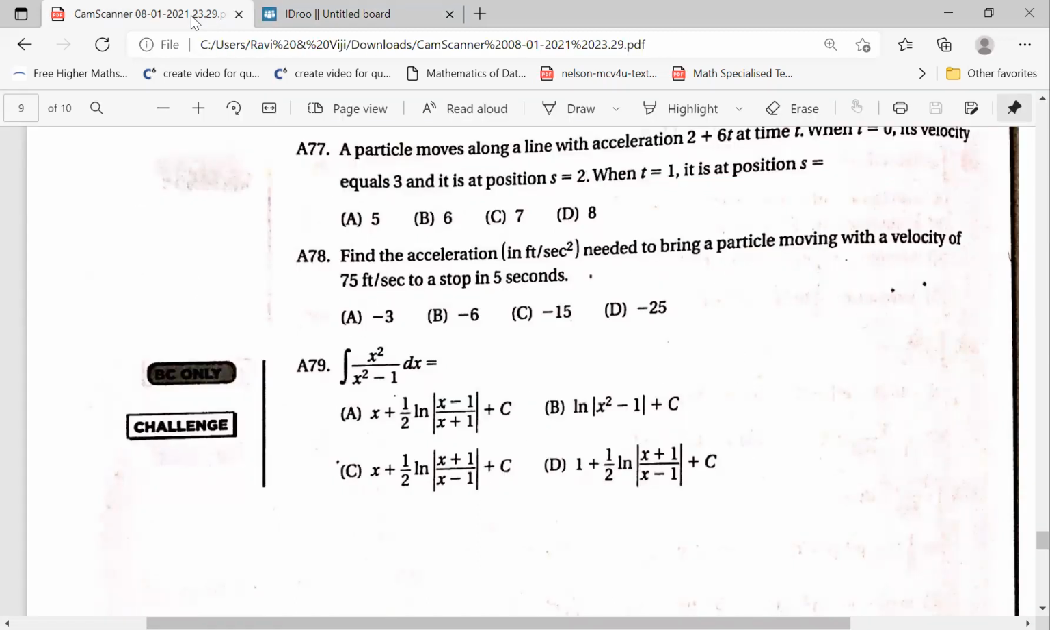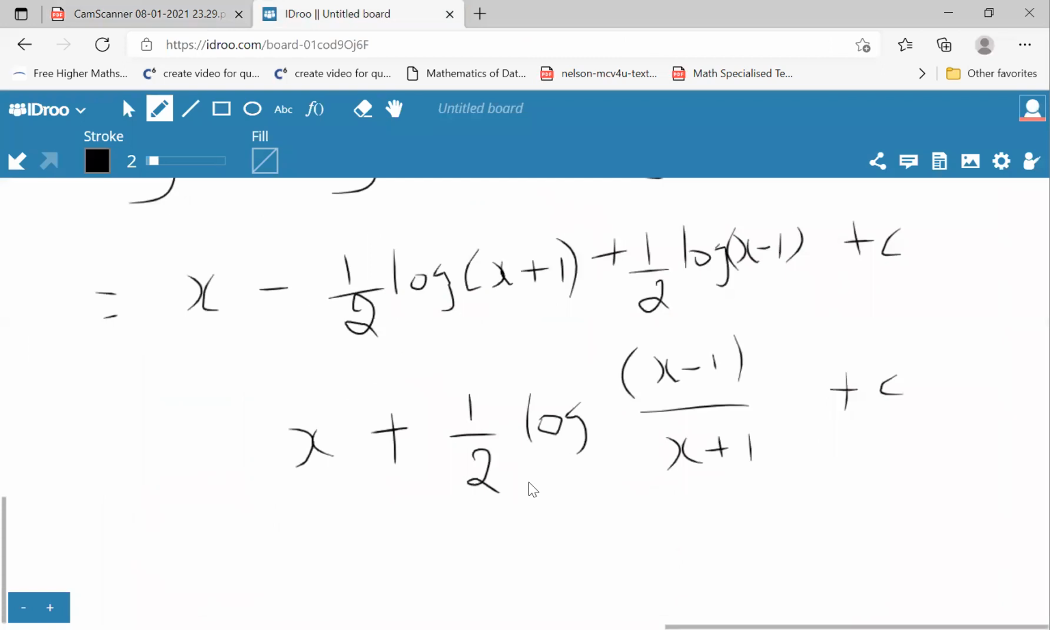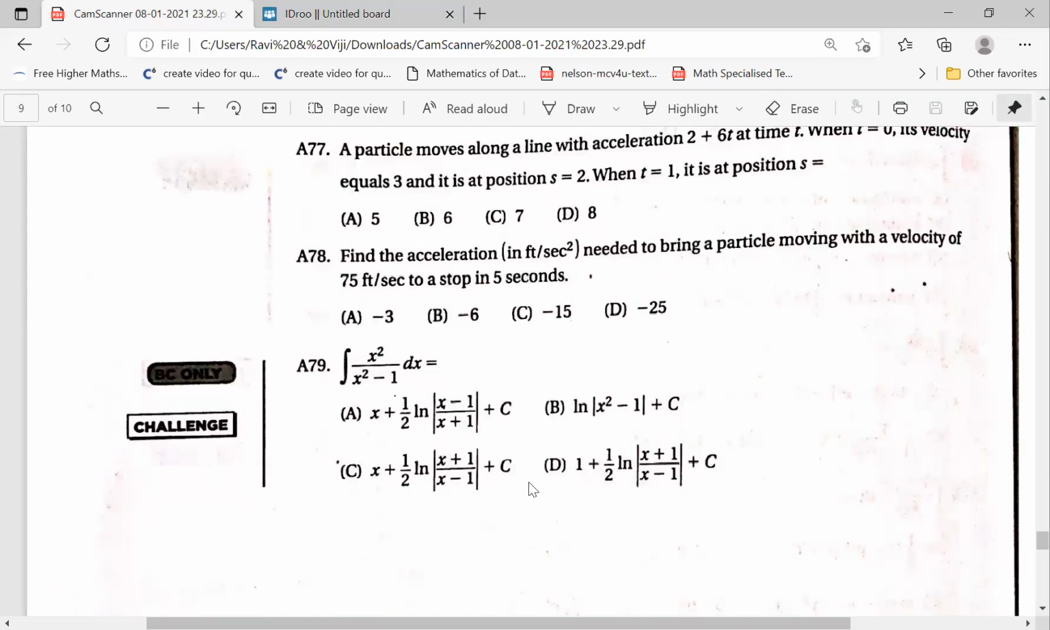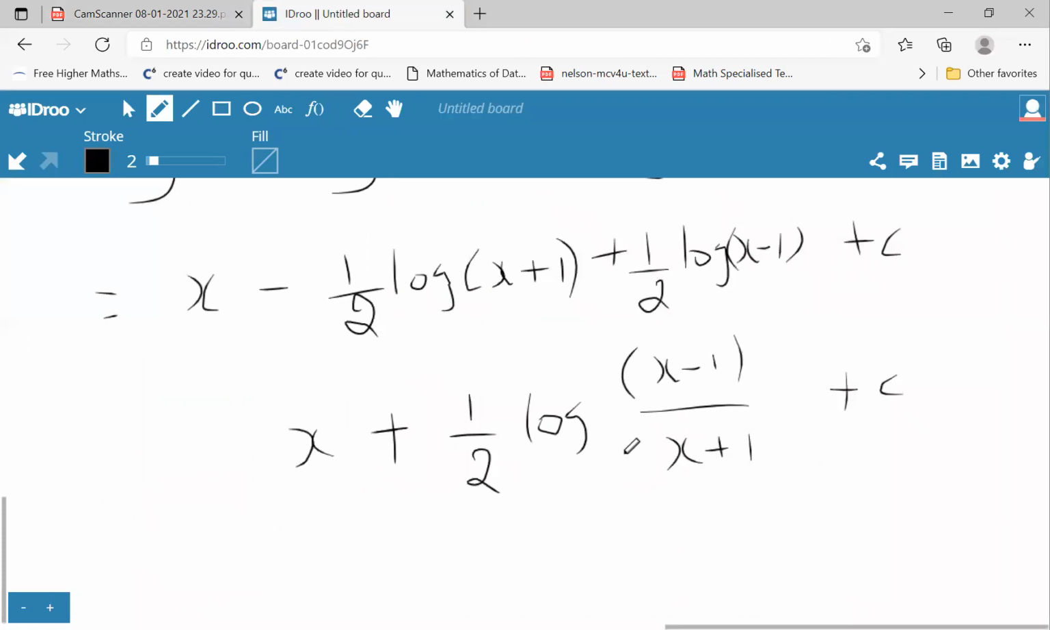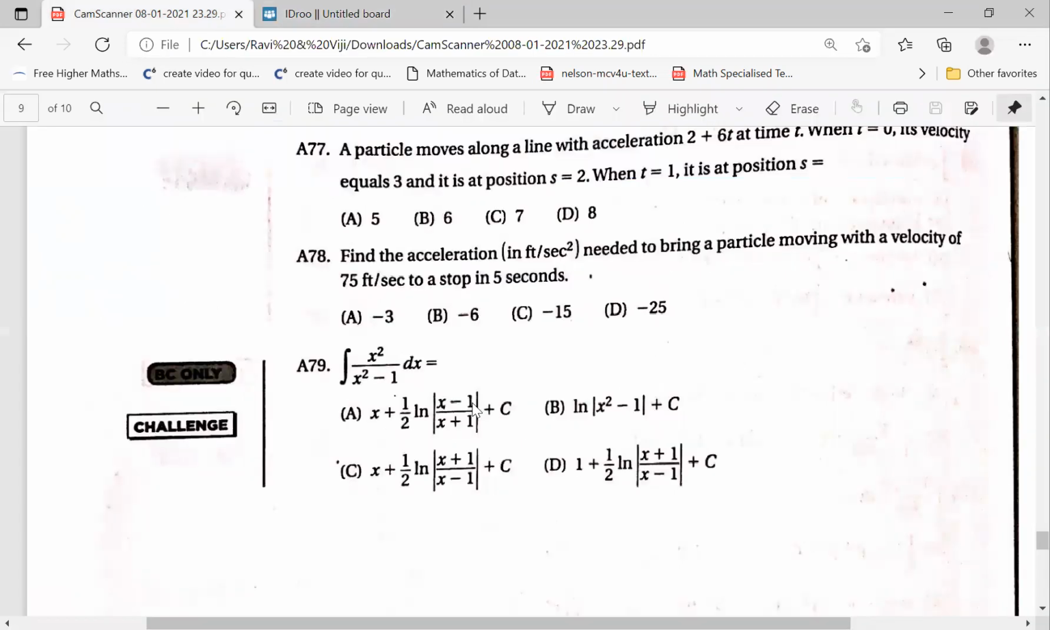Sorry, x plus. So you shouldn't get confused between the options. When we integrate 1, we get x, is it not? So x plus half log of x plus 1 by x minus 1 plus c. But they have taken x plus 1. Sorry, children, A is the correct option, because we got x minus 1 by x plus 1, right? So this is really confusing. We will have to be very careful with the options. So x plus half log of x minus 1 by x plus 1 plus c. Option A is the correct answer.